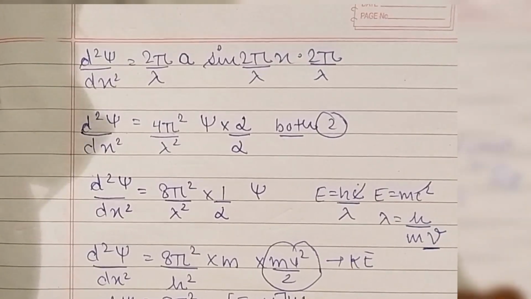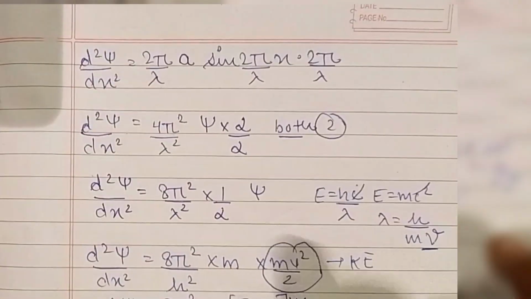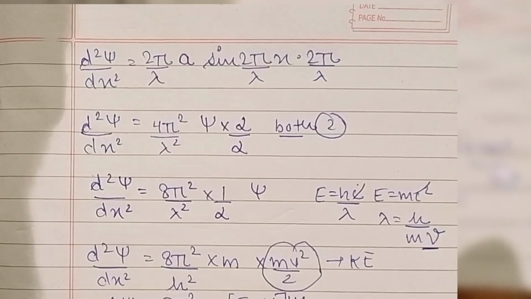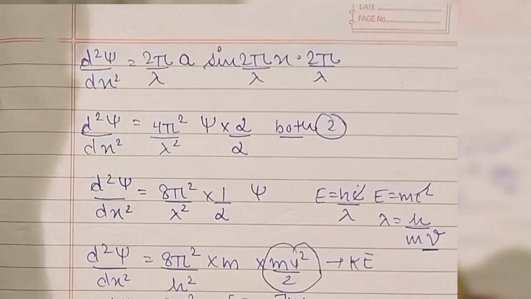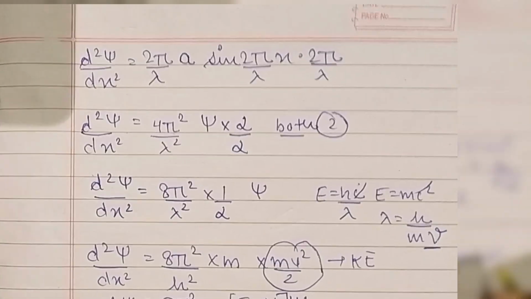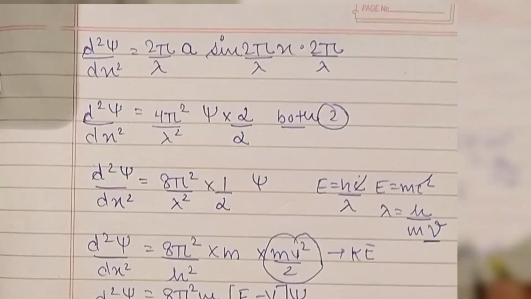This is called the one dimensional Schrodinger equation.